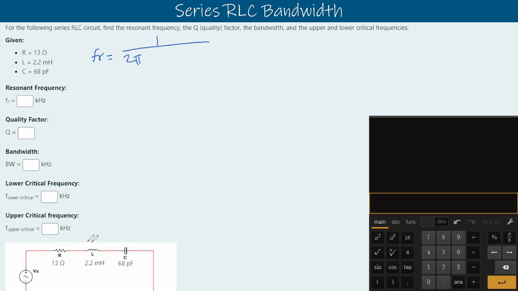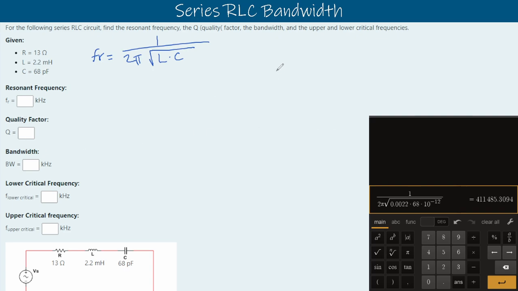In this case, we have an L and a C in our circuit in series, and so we'll say that our time constant is the square root of L times C. We can calculate that out right now and say that we have 1 over 2 pi square root of our inductor, 2.2 millihenries, so 0.0022, multiplied by our really small capacitor, so 68 times 10 to the, it's pico, so negative 12. That gives us a large frequency here.